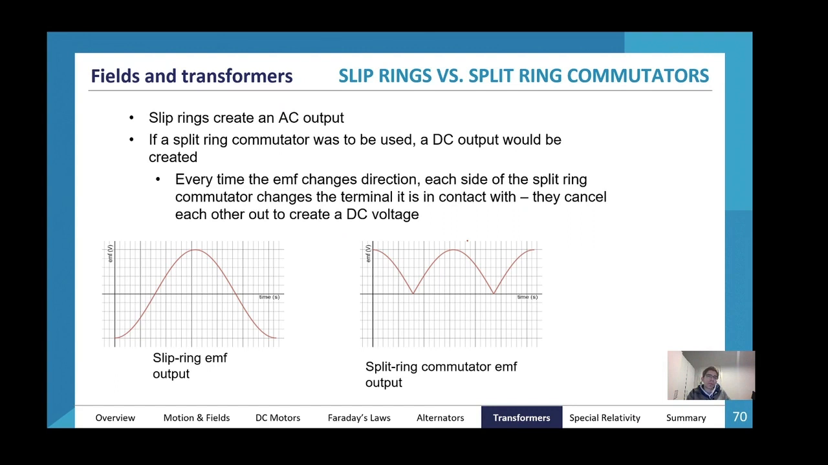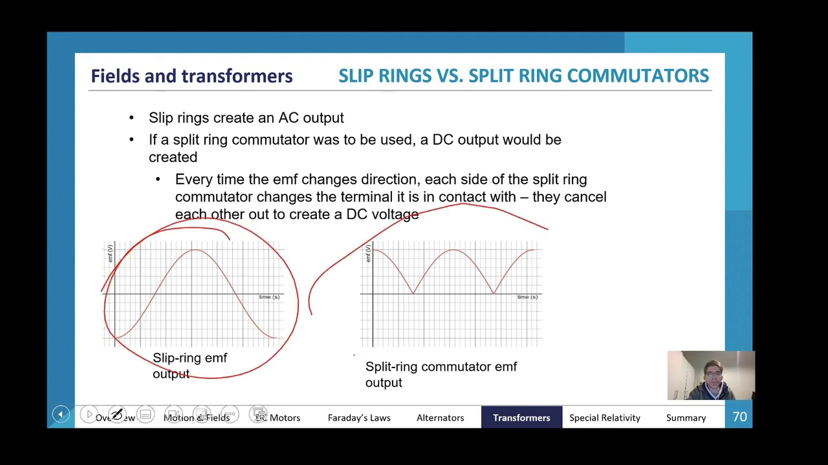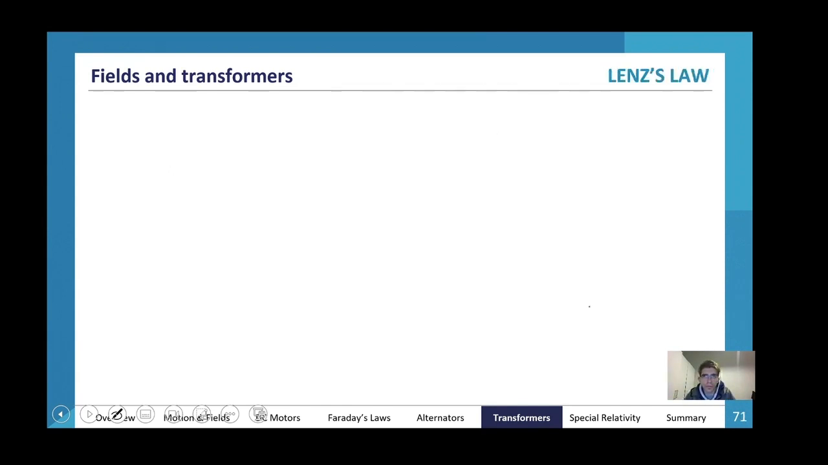Now, it depends whether you use slip rings or split rings. If you use slip rings, the output will be AC, and the graph will look something like this. If you use a split ring commutator, the output will be DC, and the graph will look like the second one.